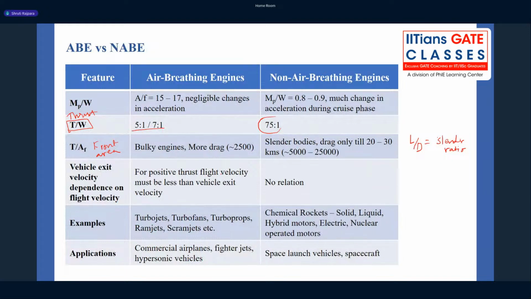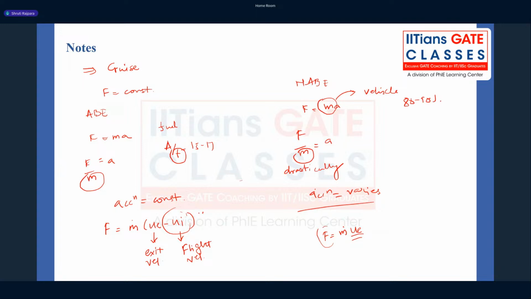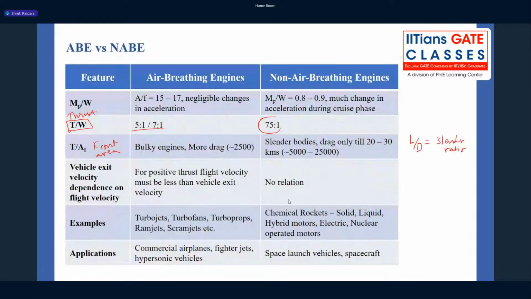For positive thrust, flight velocity should always be less than vehicle exit velocity. As we can see from this equation, if UI becomes higher, there will be a negative thrust, which will contribute to drag. So in order to have positive thrust, UE should be greater than UI. Whereas for non-air breathing engines, there is no relation as such.